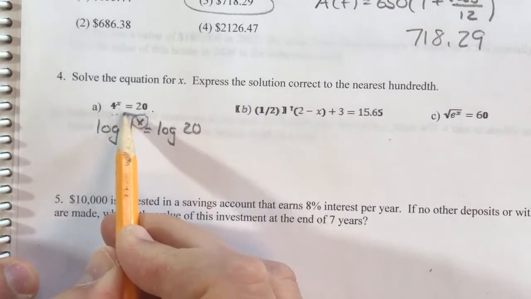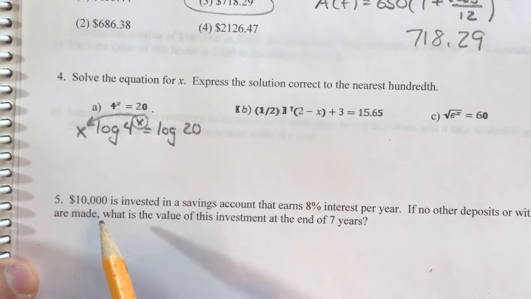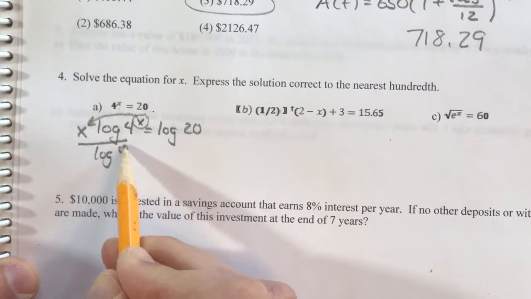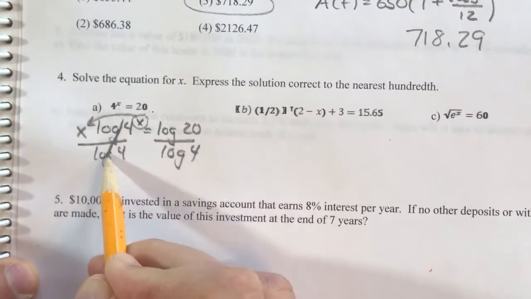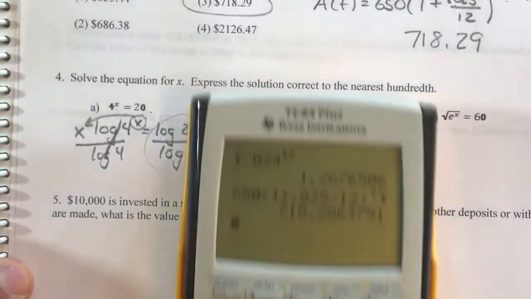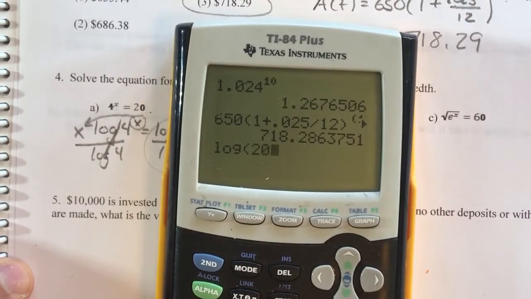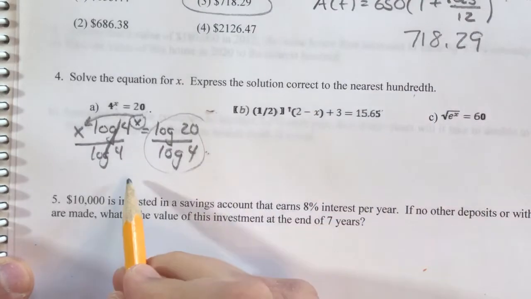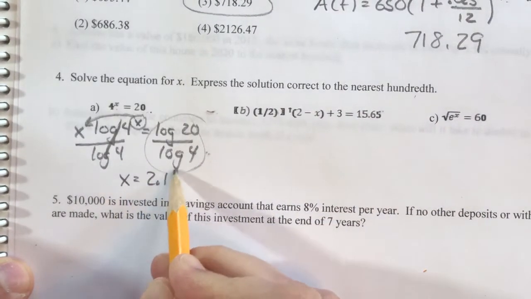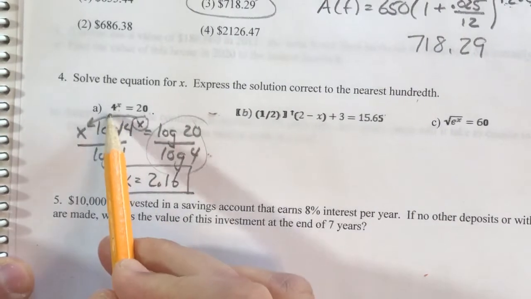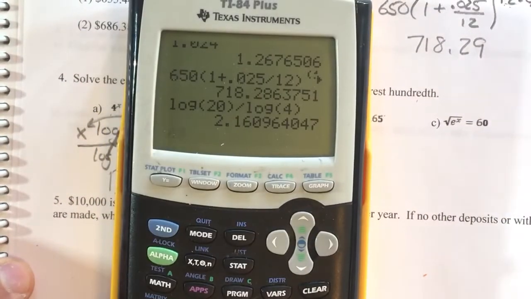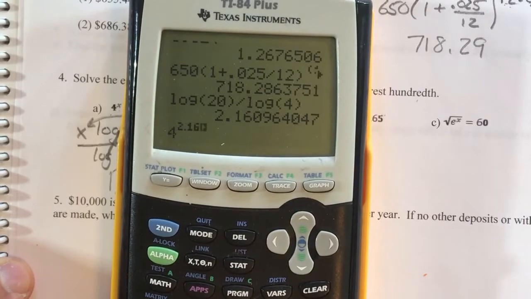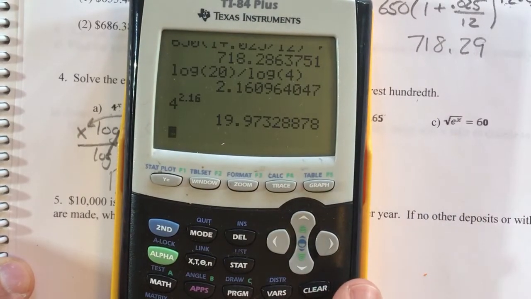Why? So I can get this x in front on the ground here. All right, and then I divide by the log of 4. And whatever that is on my calculator, the log 20 divided by log 4. 2.16 something something. It says round to the hundredths, so I'm going to say x is 2.16. So if I took 4 raised to the 2.16, I'll show you. 4 raised to the 2.16, what am I going to get? Not exactly 20 because we rounded, but close to 20.